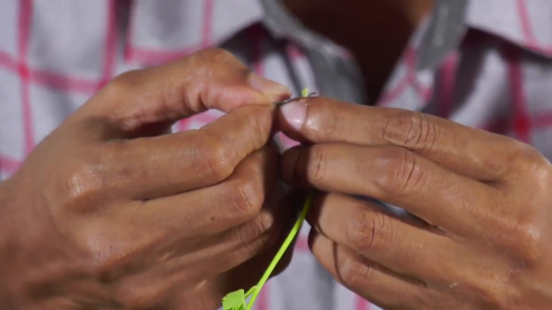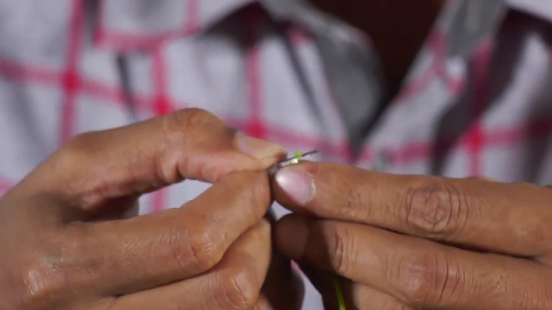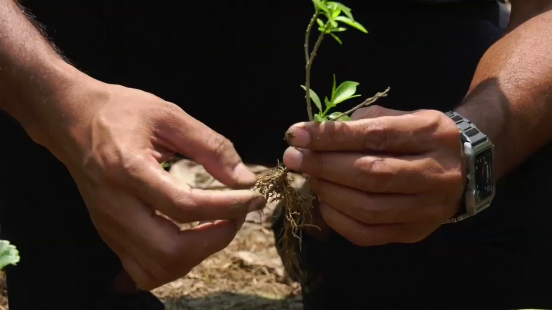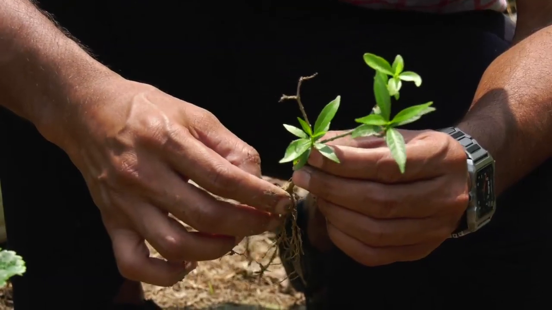Now let us examine the cross-section of a coriander stem under the microscope. We will hardly spot any collenchyma cell. All the cells are parenchyma cells. These cells have thin walls and large water-filled vacuoles in the middle. We can find parenchyma cells in all the parts of a plant.